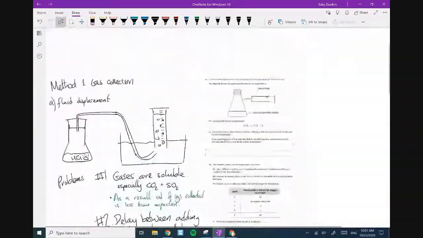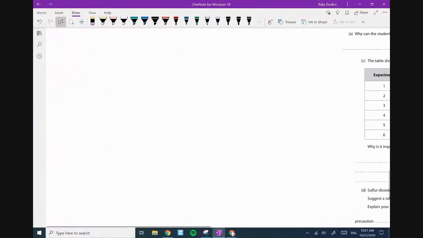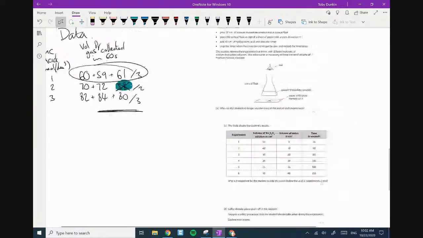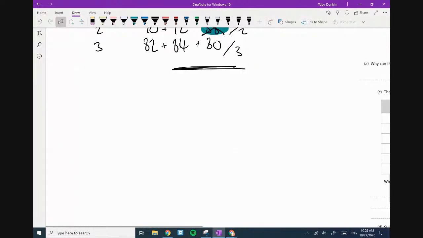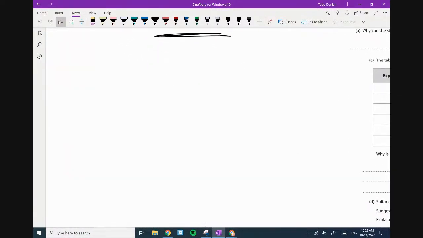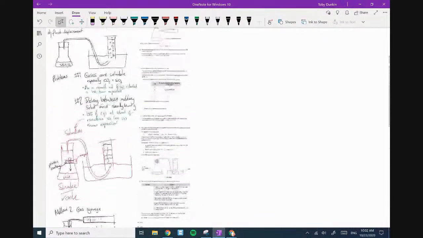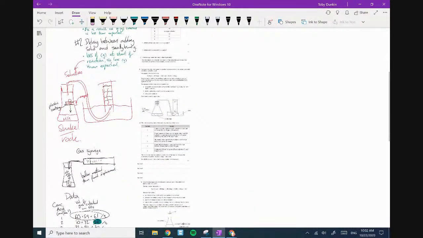Okay, so we've covered gas collection. So what other ways of measuring rate are there? The next one I'm going to mention is the thiosulfate one. The problem is I put method 1 and 2 for the gas collection, and then I should have done A and B. Oh yeah, method B. I'll just do B, gas collection. That's better.